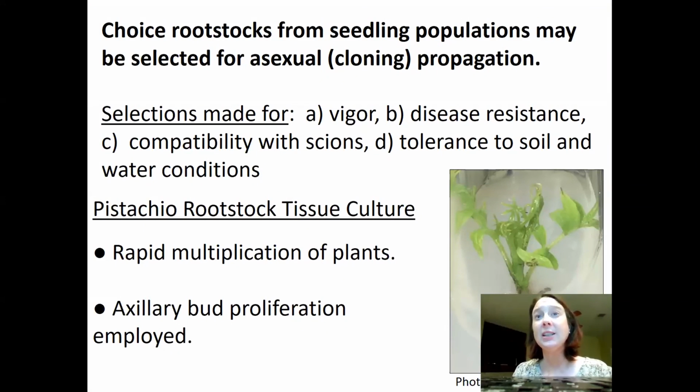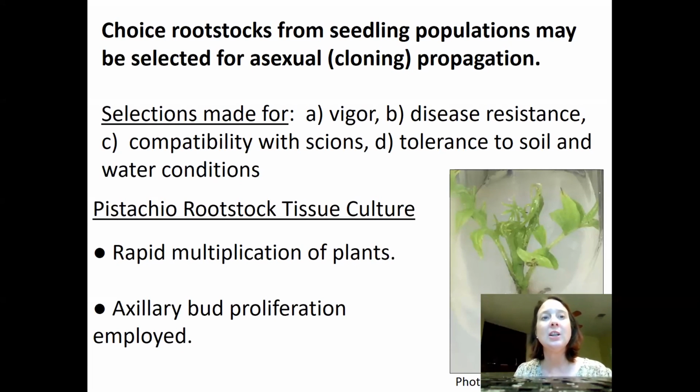Choice rootstocks from seedling populations may be selected for asexual or cloning propagation. Selections may be made for vigor, disease resistance, compatibility with scions, and tolerance to soil and water conditions. If a selection is made of an outstanding genotype from a seedling population, it can then be placed into tissue culture that allows for a rapid multiplication of plants.